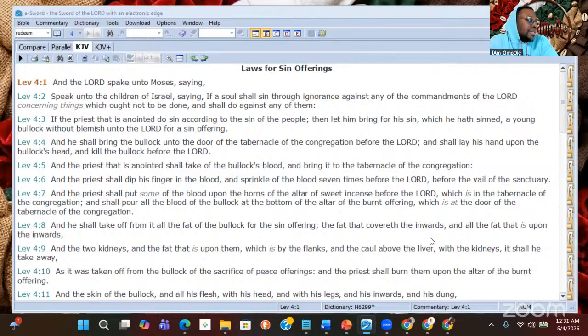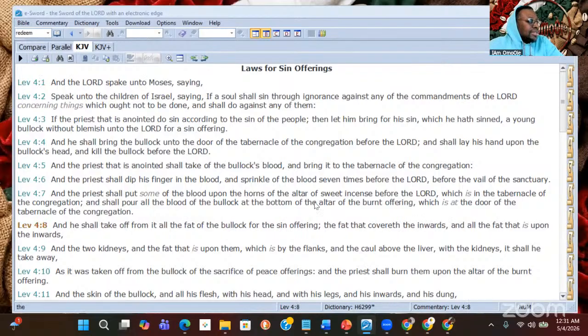And the priest shall put some of the blood upon the horns of the altar of sweet incense before Jehovah, which is in the tabernacle of the congregation, and shall pour all of the blood of the bullock at the bottom of the altar of the burnt offering, which is at the door of the tabernacle of the congregation. And he shall take off from it all the fat of the bullock for the sin offering, the fat that covereth the inwards, and all the fat that is upon the inwards.